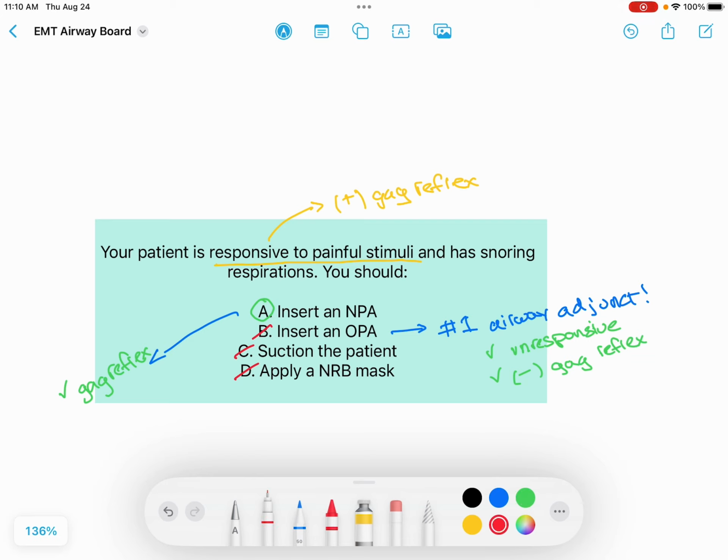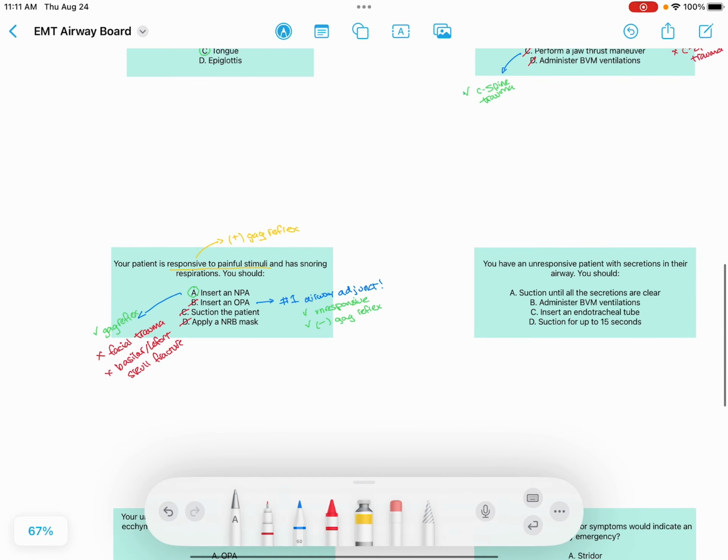However, something very important to note, we cannot do it if there is facial trauma or if we have signs of a basilar skull fracture or a Le Fort fracture. We'll talk about that at some other point here. So when they have facial trauma, don't use the NPA. OPA you can use with facial trauma. That's fine. All right, let's move on here.